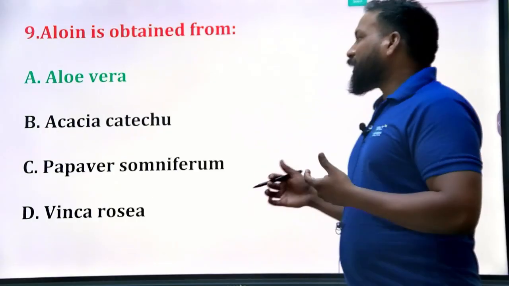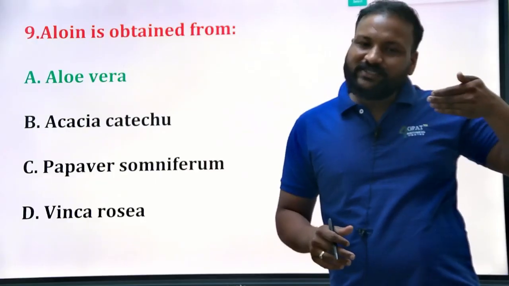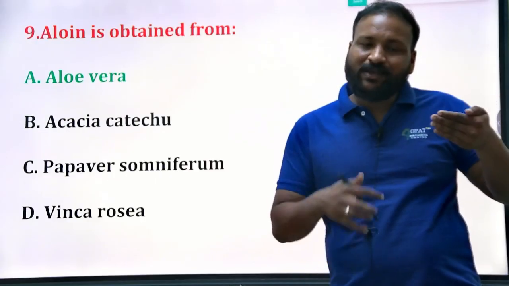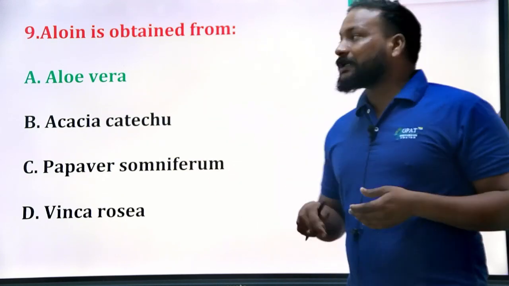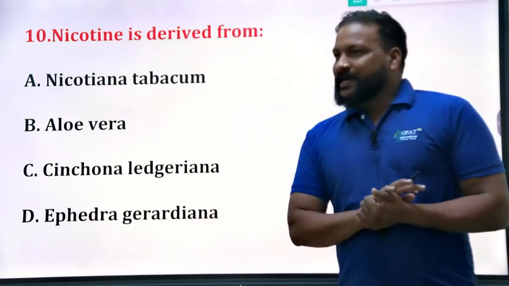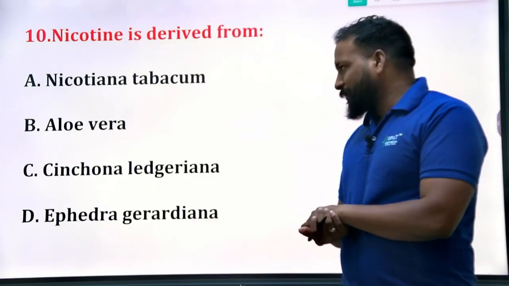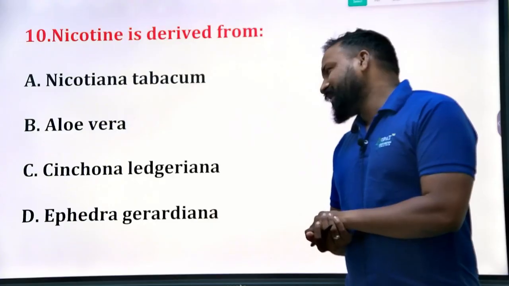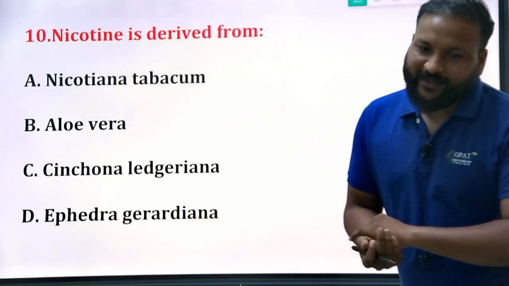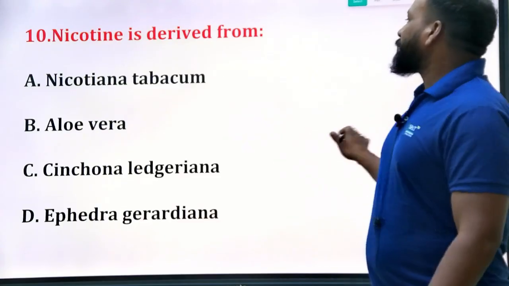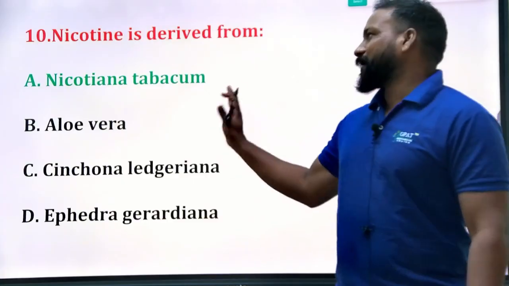See, if you consider the chemical constituent name, divide it into two halves. First will be the genus name, where the prefix comes from the genus name, and the suffix will be the nature of the chemical constituent. Ine may be alkaloid. Last question. Yes, nicotine is derived from which of the following sources? Nicotiana tabacum, Aloe vera, Cinchona ledgeriana, and Ephedra gerardiana. Right? So, what is the right answer? Undoubtedly, it is obtained from Nicotiana tabacum, because the genus will be the name of the chemical constituent. Okay, Nicotiana tabacum. So, that is the right answer.